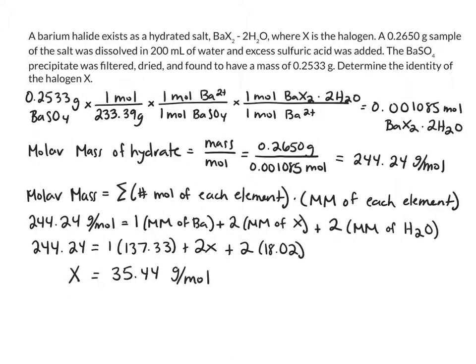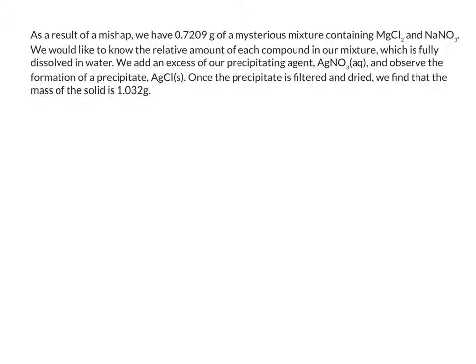That is the molar mass of just my halogen. So I pull up my periodic table, and oh, what do you know? I've got an element with a molar mass of 35.45, which is chlorine. And that's my answer.